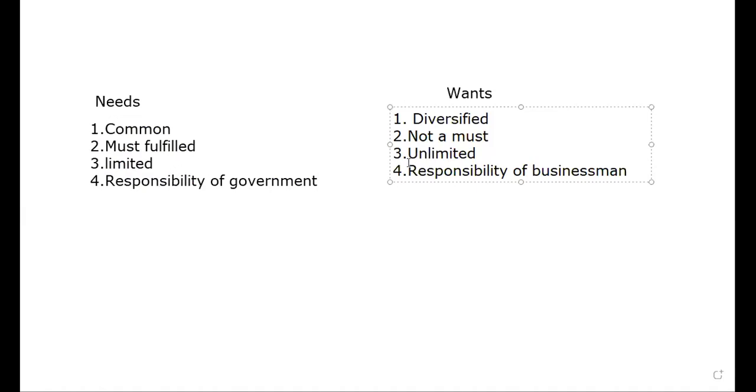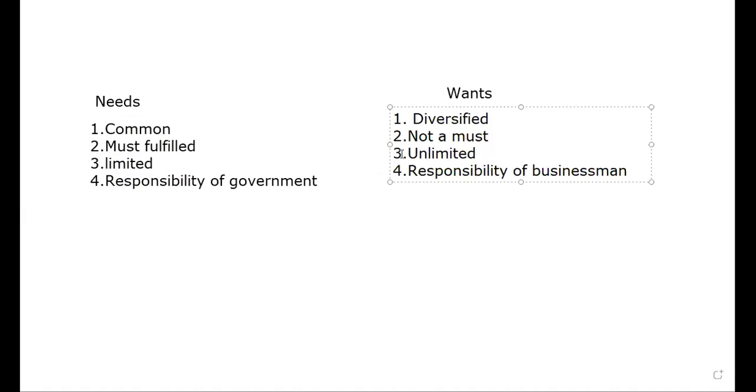But the wants, imagine some people don't want to go for the government option. They don't want to take free education or free hospitality or something free. Sometimes some people want better or high quality, even if it's so expensive. They will go to the private sector like that. So it's the responsibility of the government to fulfill the basic needs, right? Like food, shelter, clothes, but it's the responsibility of the businessman to satisfy wants.